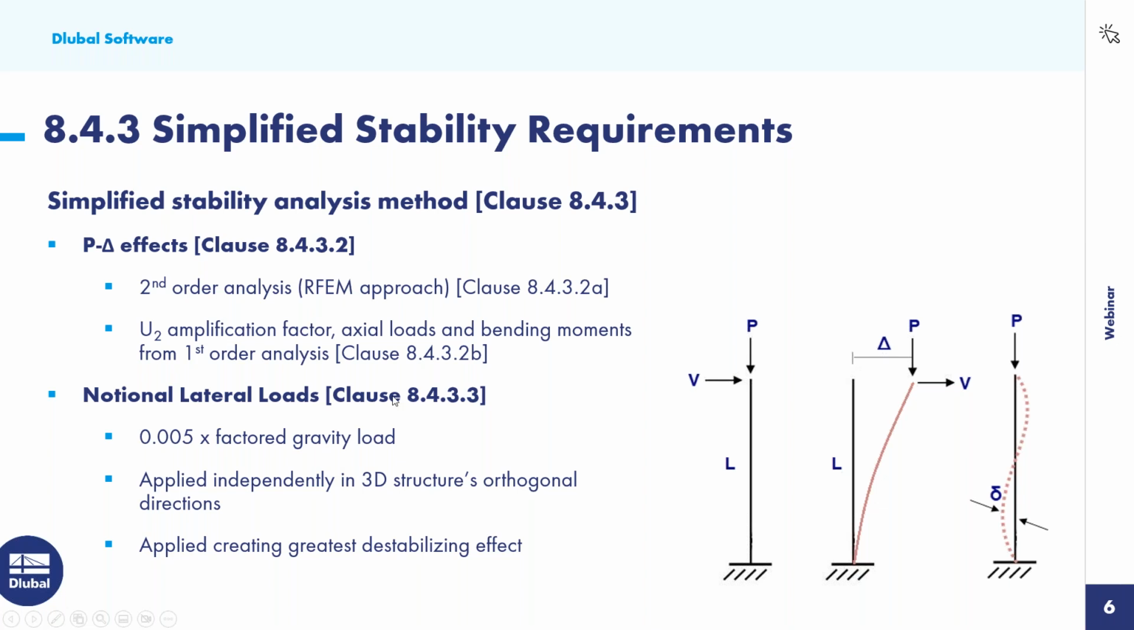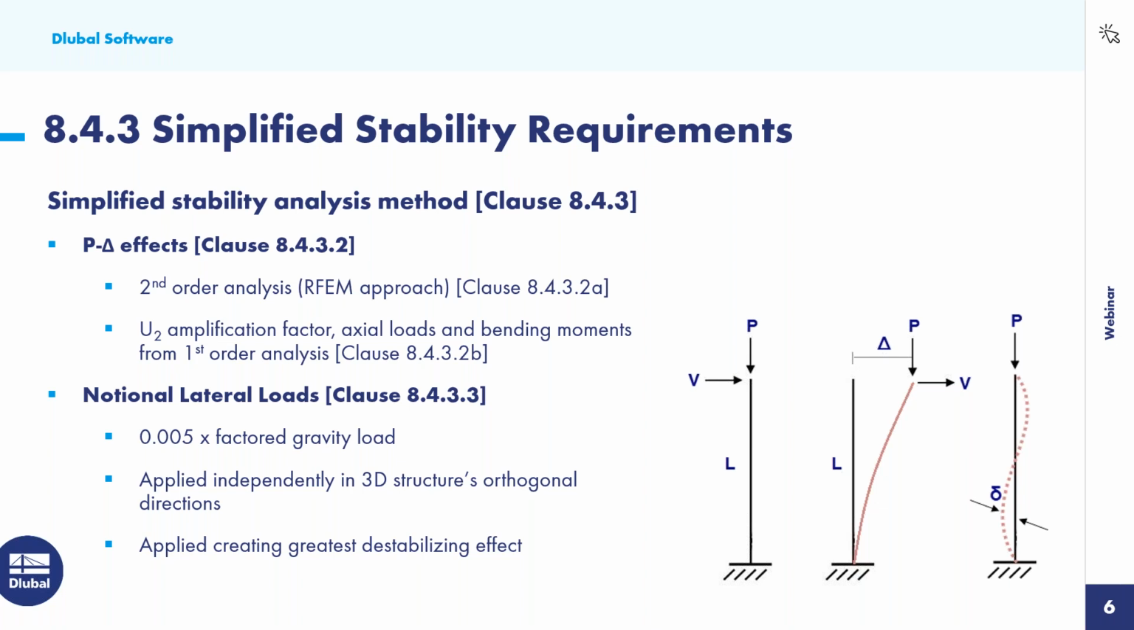Now, these notional loads should be applied in the same direction at all levels. They also should be applied independently in the 3D structure's orthogonal directions. So when we're referring back to RFEM, we're talking about the global X and the global Y directions. And it really needs to be applied to create the greatest destabilizing effect. And you'll hear me say this several times today. This just simply means if we have wind in the X direction, we also apply our notional loads in the X direction. If we have wind in the Y, our notional loads should be in the Y direction.